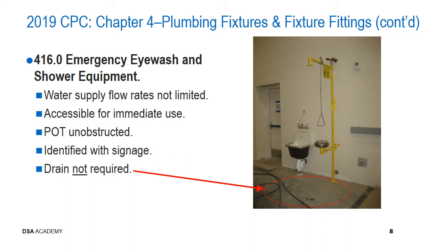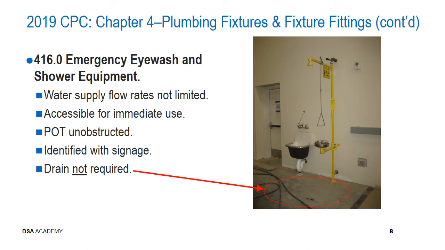These have got to be accessible for immediate use. Obviously, if someone in a wheelchair had an accident, we cannot deny them the opportunity to flush those toxic chemicals off their body, so it's got to be accessible. The path of travel has got to be unobstructed. This particular device has got to be identified with signage. And most interestingly, a drain is not required in these areas.